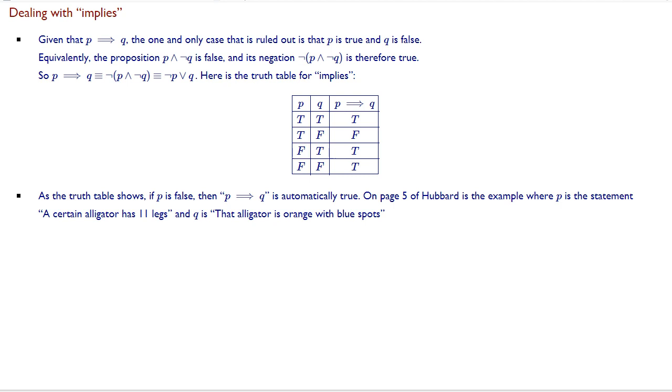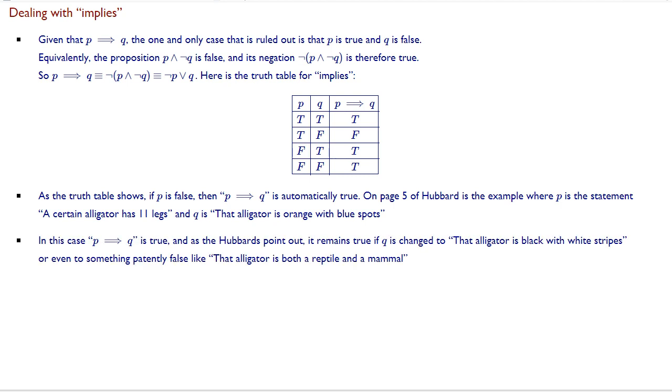The Hubbards bring this up in chapter 0 of their book, where there's a statement that says all 11-legged alligators are orange with blue spots. Or, written in terms of implies, the statement an alligator has 11 legs implies that alligator is orange with blue spots. That is a true statement, and in fact it remains a true statement no matter what you replace Q by, even something that is manifestly false, like the alligator is both a reptile and a mammal.